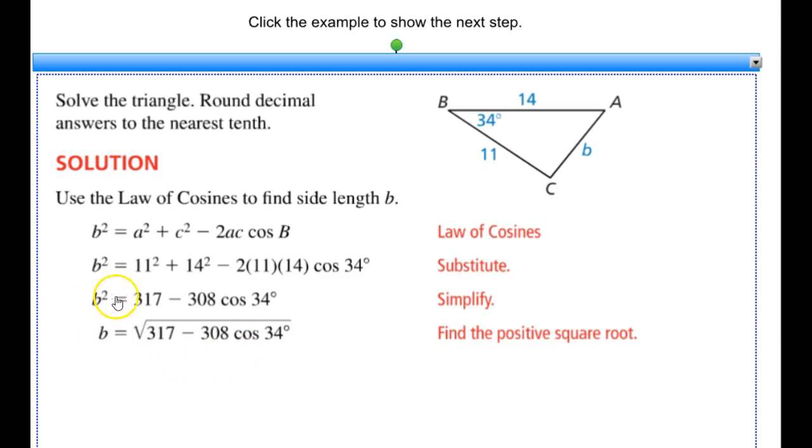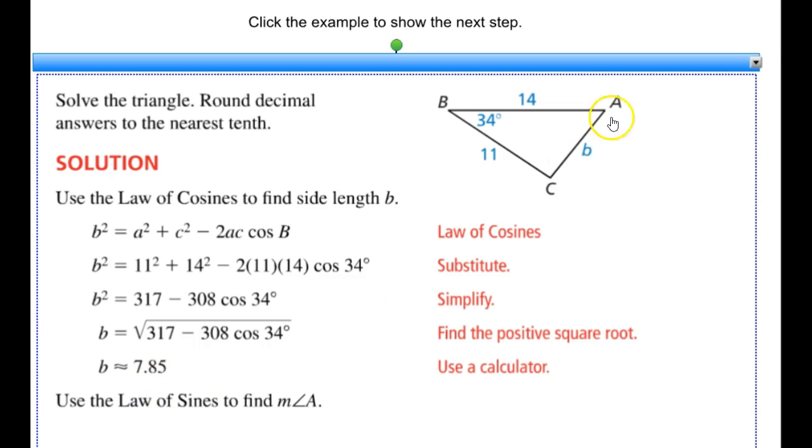So then, once I have this a little more simplified, I take the square root, and I'm only dealing with positive square roots here because, again, I'm finding lengths, and I cannot have a negative side length. So I find the positive square root, and then I use my calculator to find that the side length of B is approximately 7.85.